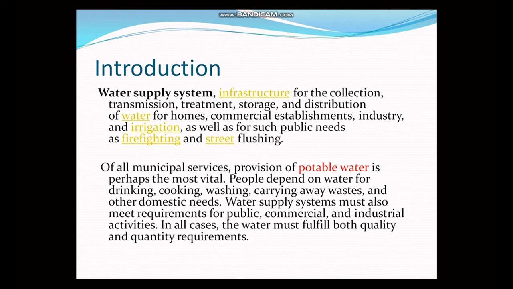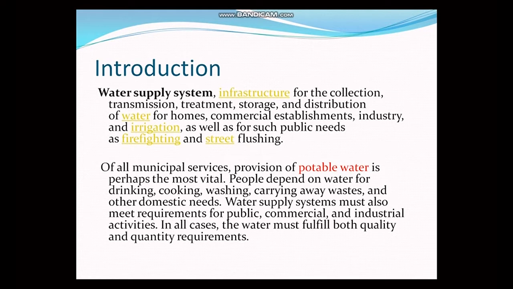Of all municipal services, provision of potable water is perhaps the most vital. Potable water, also known as drinking water, is water that does not represent any significant risk to health over a lifetime of consumption, including different sensitivities that may occur between life stages, as defined by the World Health Organization 2017 report.